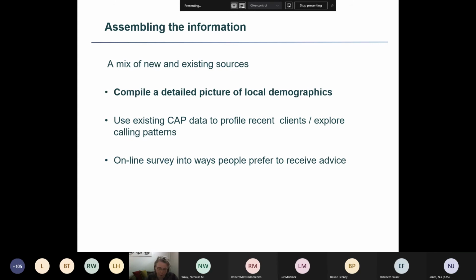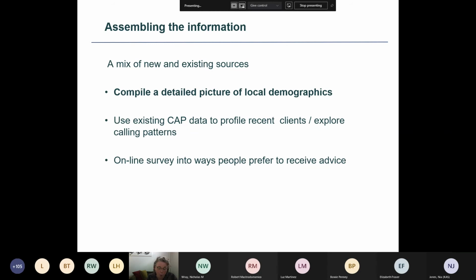So to address the aims of the project, we carried out several data collection activities, gathering information from a mix of new and existing data sources. The first of these was to obtain a detailed picture of local demographics, to understand the local population, and by comparing with the profile of the CAP clients, be able to identify any groups that they might not be reaching. We're just going to cover this aspect in the presentation, but it also included using the existing CAP data to create a profile of their recent clients and to see how things had changed during the pandemic.